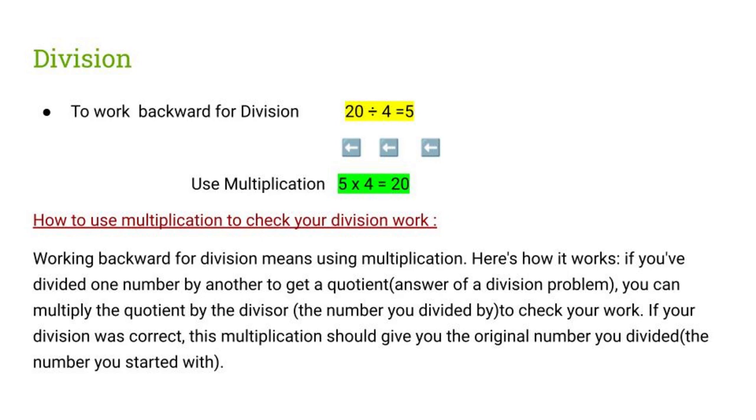Finally, let's see how to use multiplication to check your division work. Working backward for division means using multiplication. Here's how it works. If you divided one number by another to get the quotient, the answer of a division problem, you can multiply the quotient by the divisor, the number you divided by, to check your work. If your division was correct, this multiplication should give you the original number you divided, the number you started with.